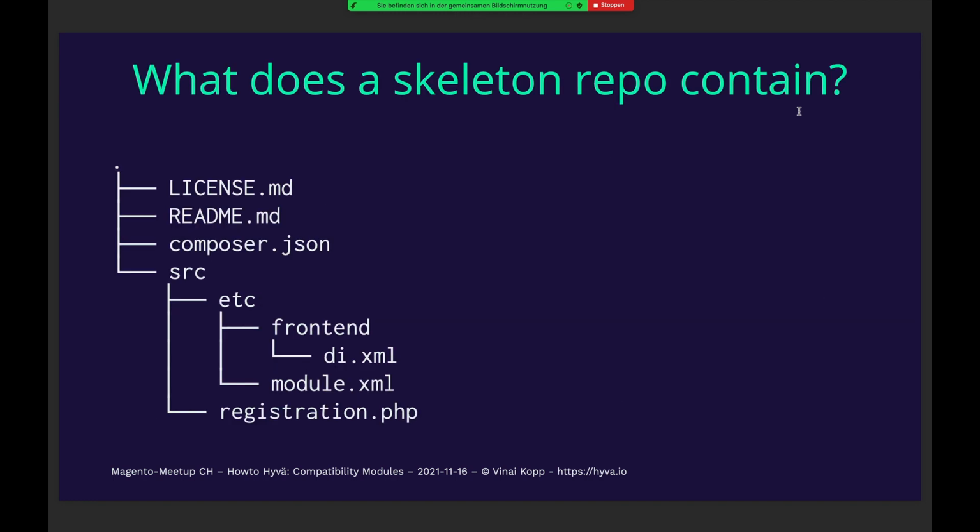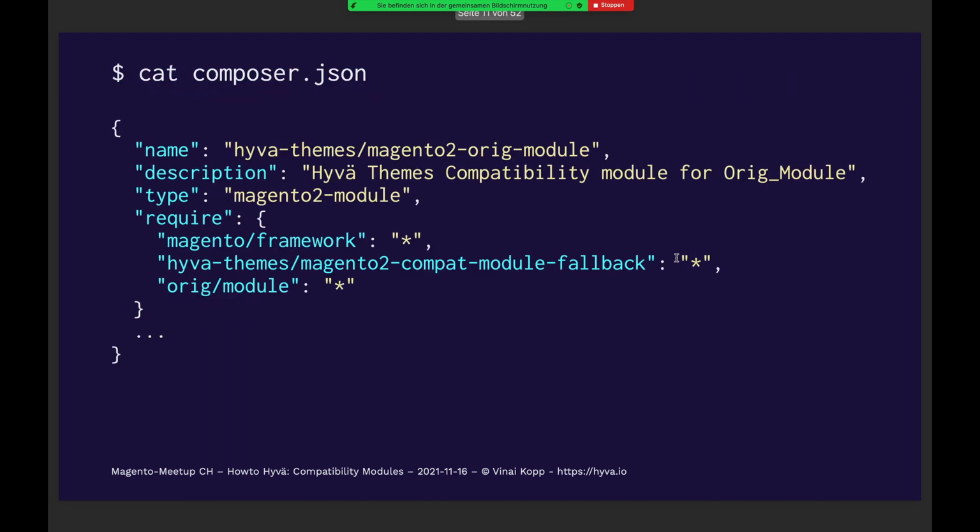So now, what does such a skeleton repo contain? It's not a lot. It's basically these few files here, right? So we have a composer JSON and stuff. Most interestingly, we have this di.xml here in the front-end area. So let's have a closer look at what's in there. In the composer JSON file, we have a basic dependency on a module called Hyvä themes Magento-2 compat module fallback, and a dependency on the original module, right? So basically, the original module is required for this compat module to do anything. It's like an additional layer.